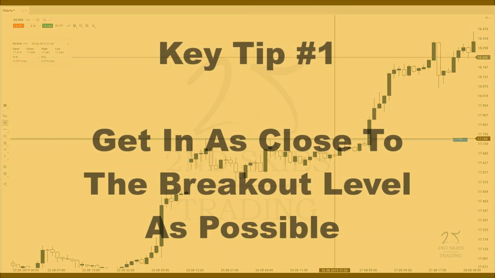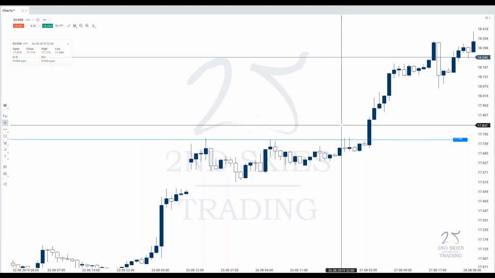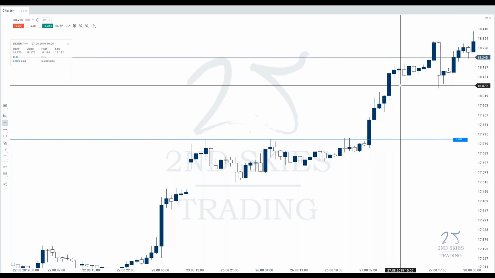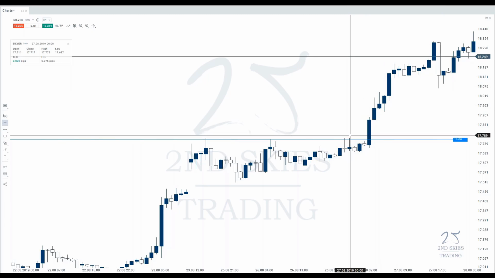So you want to be getting in as close to the breakout level as possible. If you wait too long, then you're ruining your profitability on it. You're farther away from where the explosive movement is going to happen. You reduce profitability, you have a worse entry. And so I try and get in as close to this as possible. So that's the first tip.